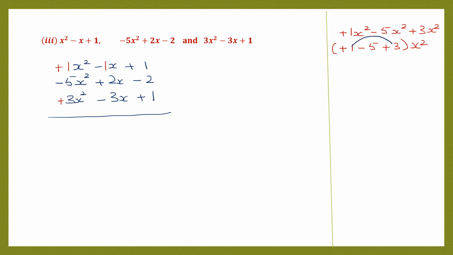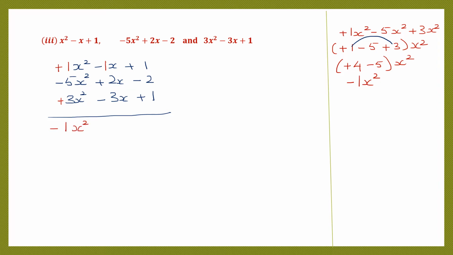So that will be plus 4 minus 5x square. Signs are different here. One is plus, one is minus. So put the sign of the bigger number and subtract. 5 minus 4 is 1x square. So here I have my answer as minus 1x square.